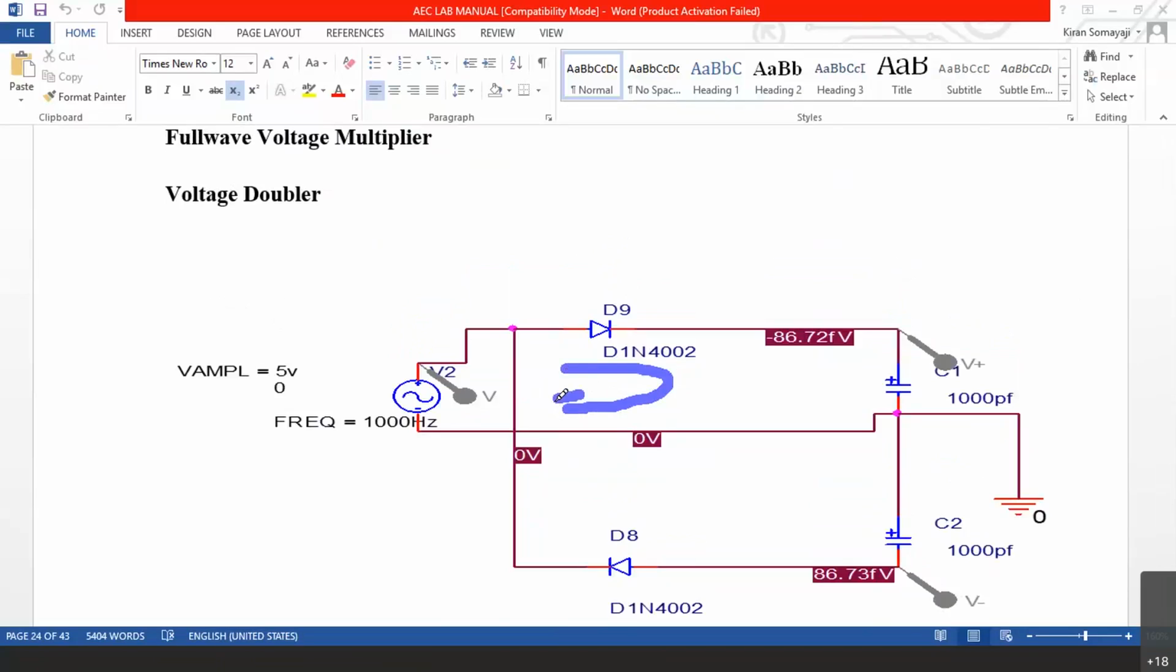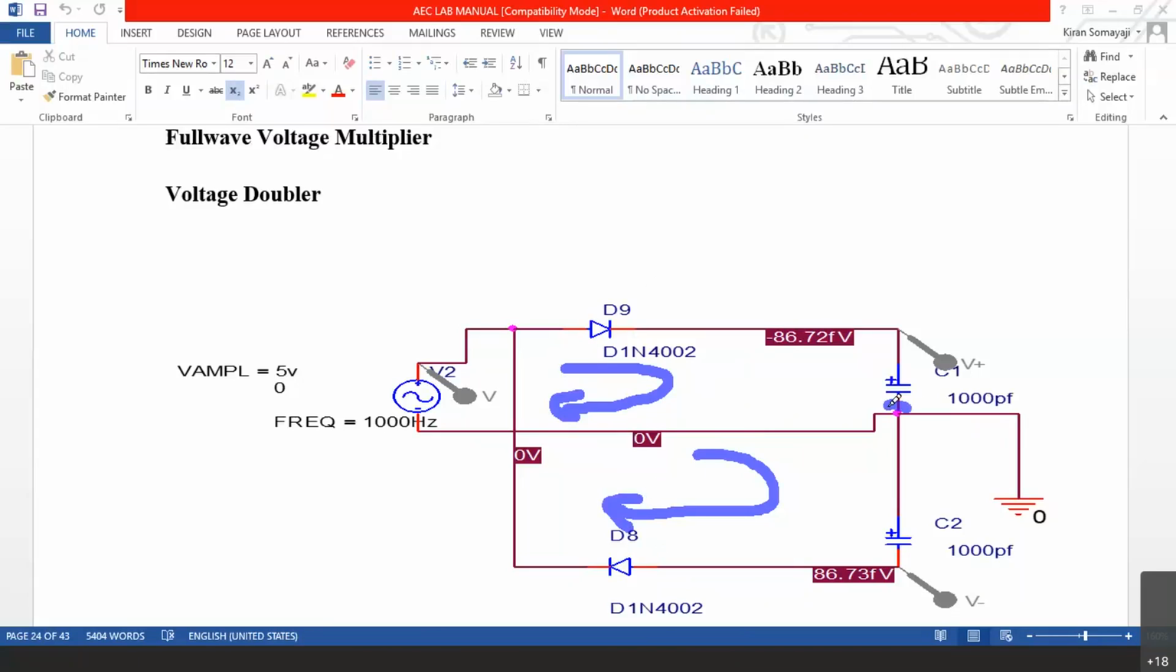Now in the negative cycle, what happens is, this D9 is off. In the negative cycle, even though the capacitor passes AC, D9 is off. So in the negative cycle, D8 is on, because this becomes minus and this becomes plus. So current flows in this direction now. In the positive cycle, D9 conducts. In the negative cycle, D8 conducts. So now you can see, in the positive cycle, D8 is off. In the negative cycle, D9 is off.